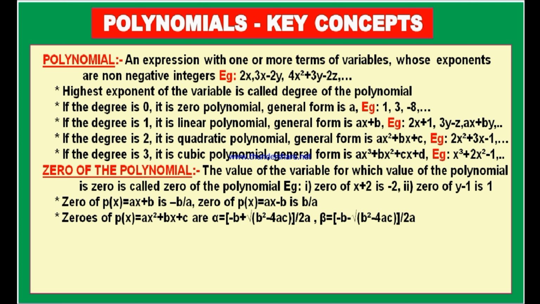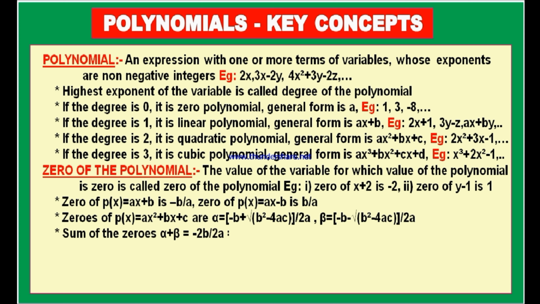The first zero is given by alpha is equal to minus b plus root b square minus 4ac by 2a. And the second zero beta is given by minus b minus root b square minus 4ac by 2a. These two are called zeros of the polynomial x square plus bx plus c. Alpha is equal to minus b plus root b square minus 4ac by 2a, and beta is minus b minus root b square minus 4ac by 2a.